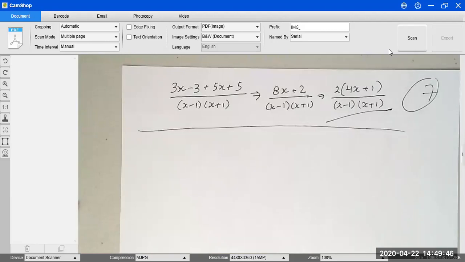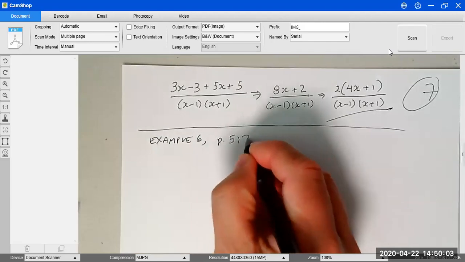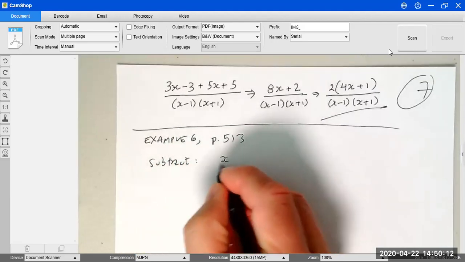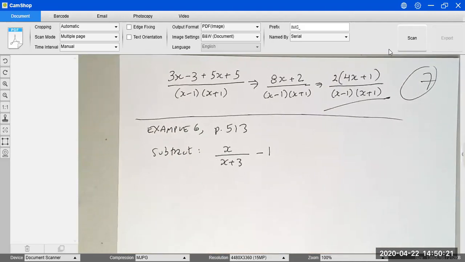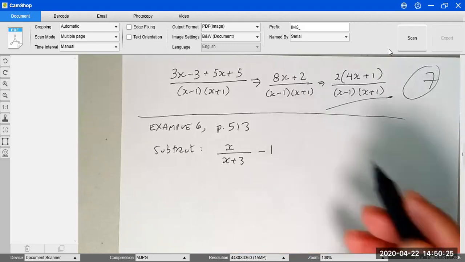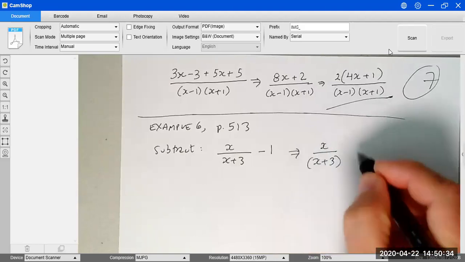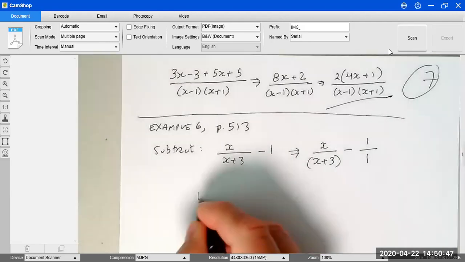So there are 3 more problems. I'm going to solve all of them because you need this to understand this method very well. So example 6 is on page 513. So we're going to subtract, and it's just x over x plus 3 minus 1. So remember, we need to have rational expressions in both cases, we need fractions. So we're going to rewrite this as x over x plus 3, and we're going to use our parentheses, minus 1 over 1. Now you see two fractions. Now you see two denominators. Those denominators are different, so we need to find the least common denominator.